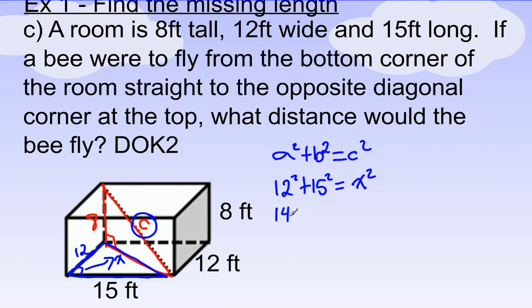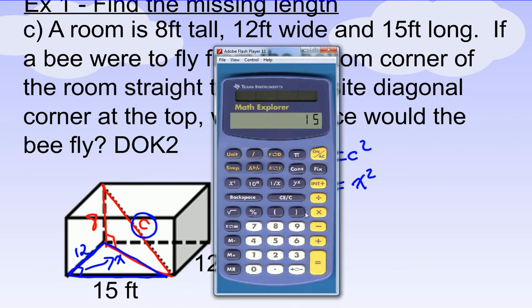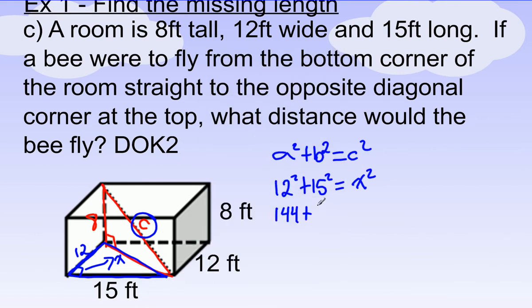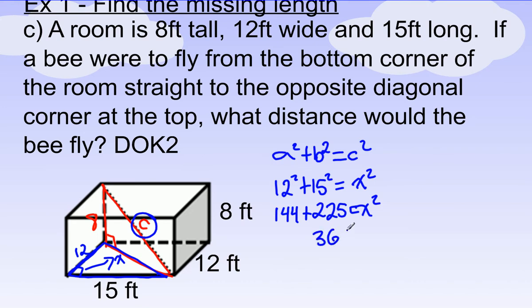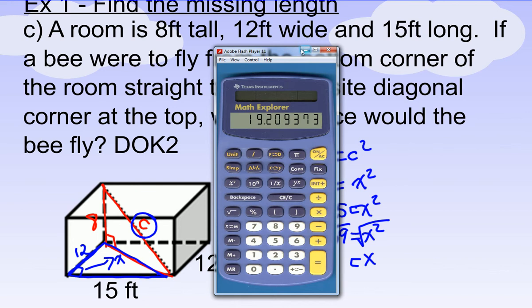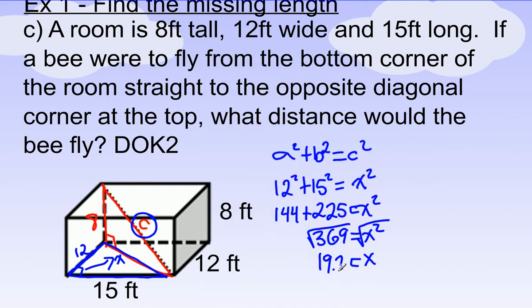12 squared is 144. 15, I believe, is 225. Clear. 15 squared, 225, equals x squared. 144 plus 225, 369. And if I square root each side, x equals square root of 369, which is 19.2. So this x, this distance here, is now 19.2 feet.